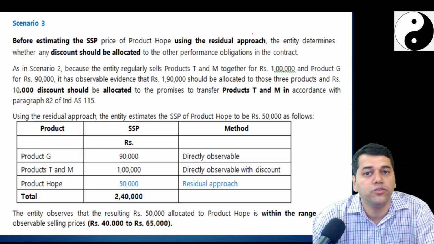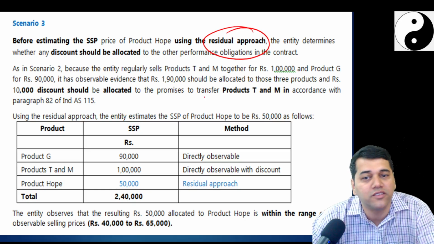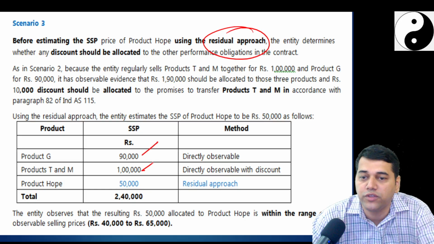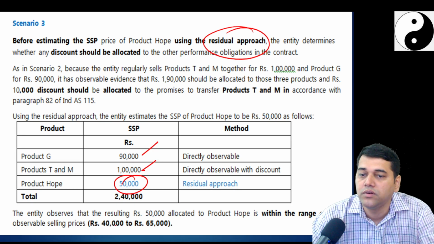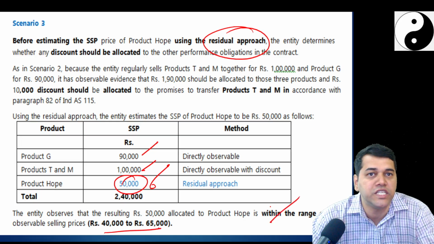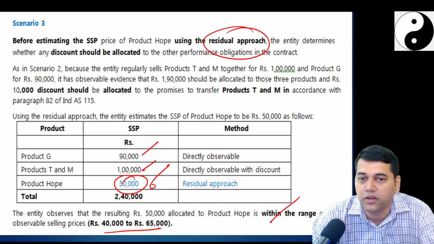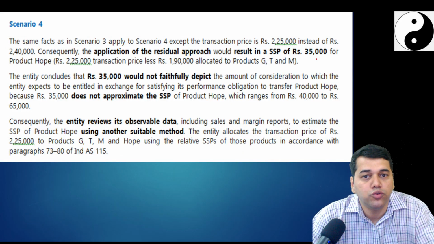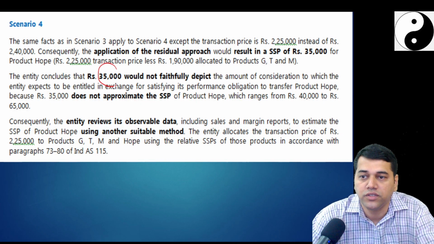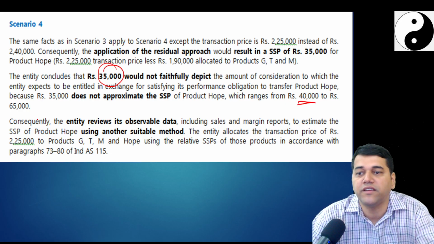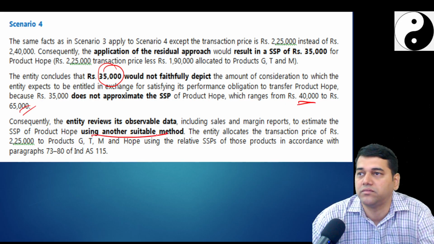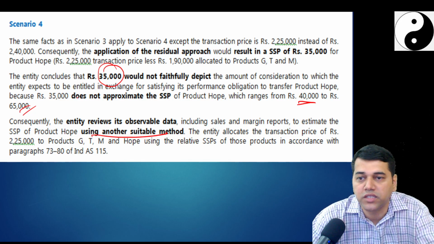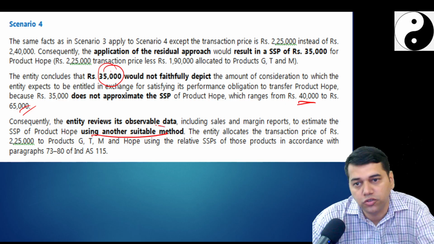So, third scenario, you have to apply residual approach, but that smaller bundle discount you need to address first. So, 190 you give them, 1 lakh, then 50 you give. Did you get this 50? And you said it is okay within the range, because your conclusion is also required, not just calculations here. And the last one is a scenario you apply residual, but you end up getting 35,000. But the range is starting from 40 to 65. So use another method. So did you get this number 35? And you said you should use another method.